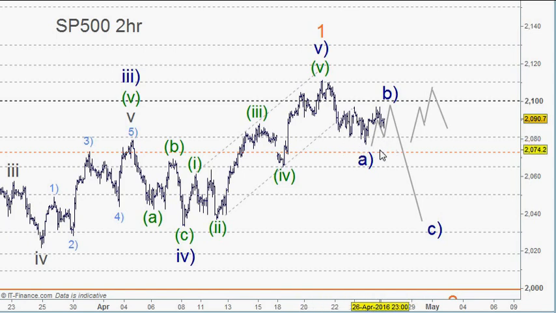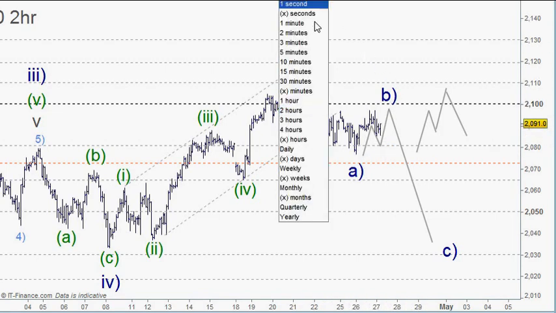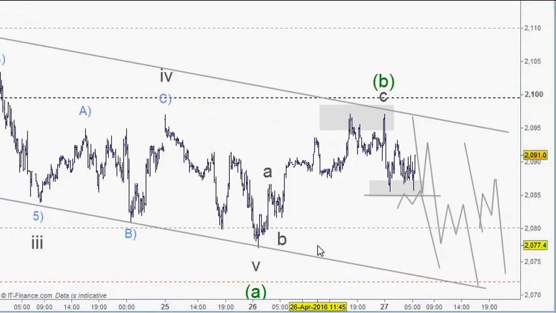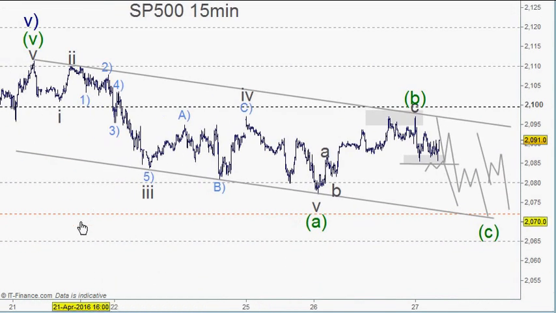If that is the case, there's also the case where this move down through here can be counted as 1, 2, 3, 4, 5 to here, as an A wave, and then a B wave, and then a C wave to this point here. So long as that move up here doesn't take that low out, then we can be moving higher through here.